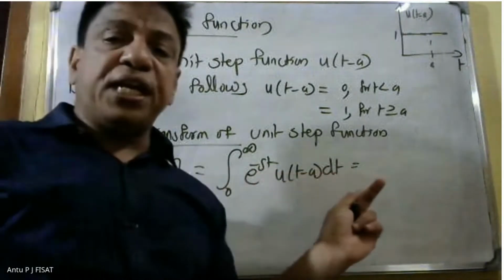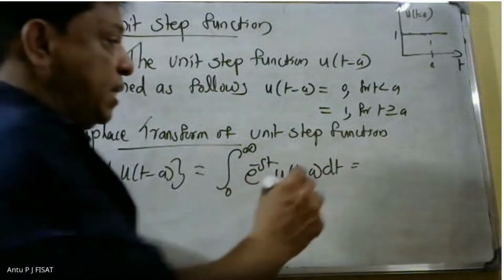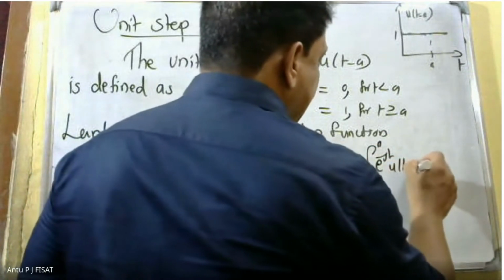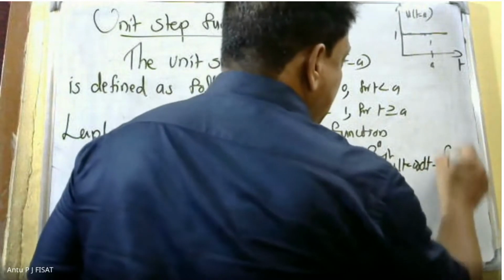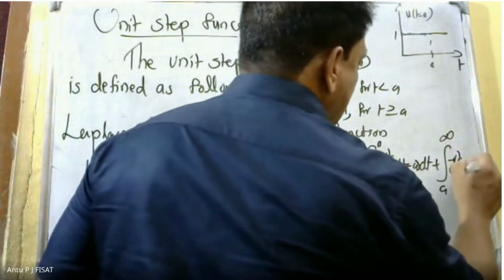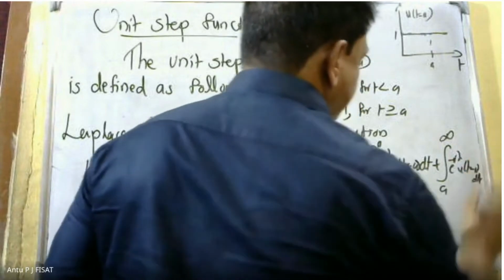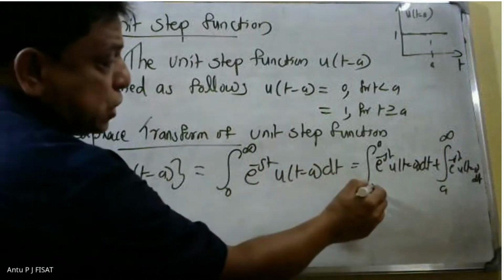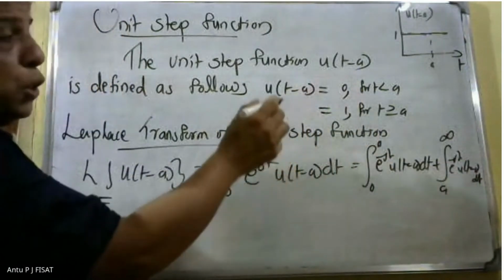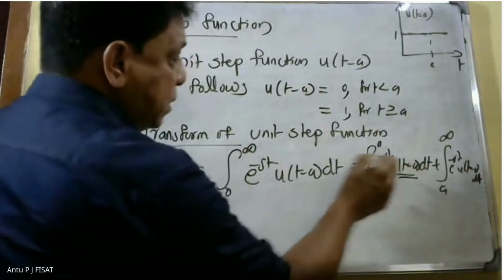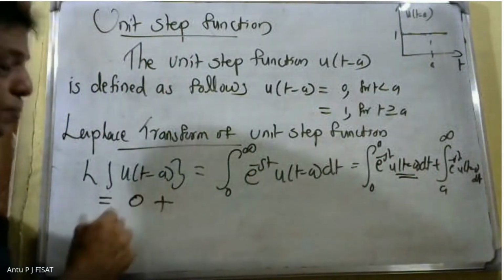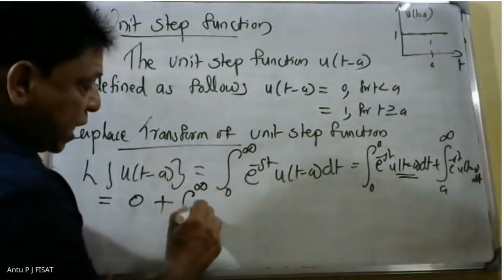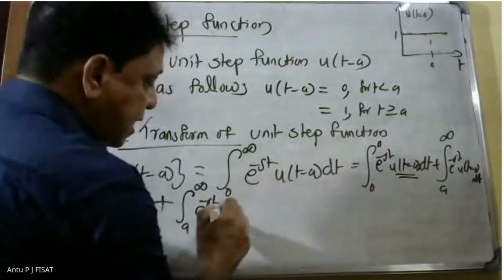By the property of definite integrals, we can split the limits: the integral from 0 to a of e^(-st) u(t - a) dt plus the integral from a to infinity of e^(-st) u(t - a) dt. In the first case, from 0 to a, by the definition of the unit step function, u(t - a) is equal to 0, so the first part will be 0. In the second part, with lower limit a and upper limit infinity, u(t - a) is equal to 1.